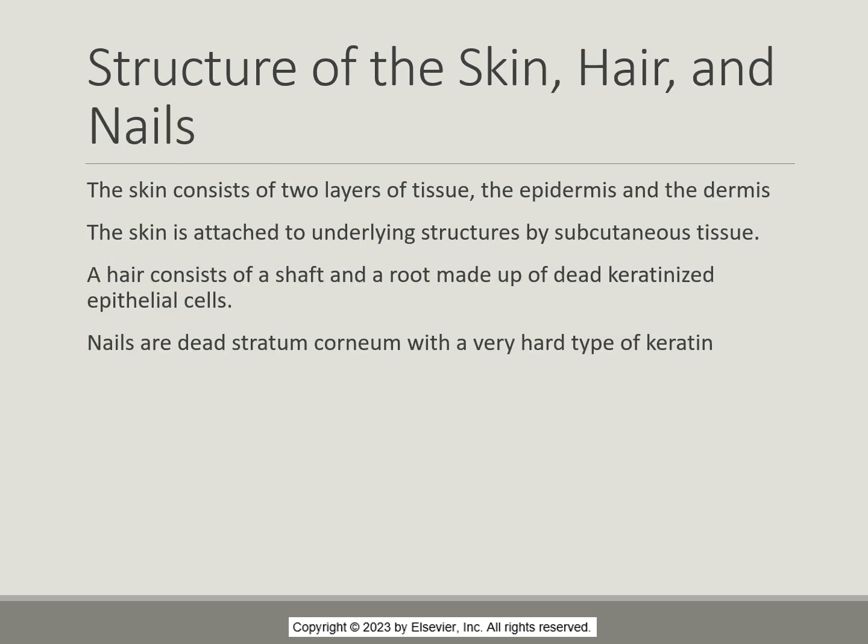The skin is attached to underlying structures by the subcutaneous tissue. Cell growth occurs from the bottom of the epidermis and pushes cells above to the surface, where they eventually die and slough off or are washed off. This layer is called the stratum corneum. A hair consists of a shaft and a root made up of dead, keratinized epithelial cells. Fibroblasts that produce new cells to heal the skin are contained in the dermis.